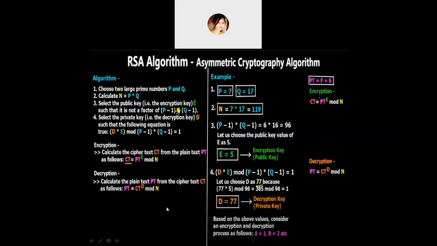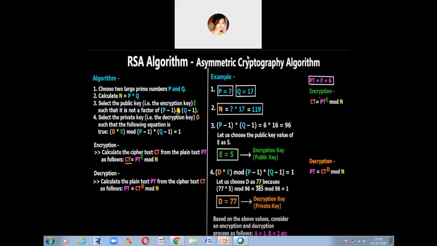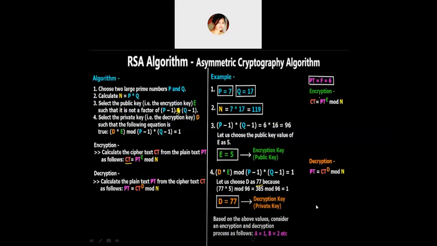And for decryption, you have to calculate the plain text PT from the ciphertext in such a way that plain text is equal to ciphertext to the power of the decryption key, that is D, mod of the product, that is N. Okay, so these are the conditions. We'll understand these when we do a sum. So this is an example.